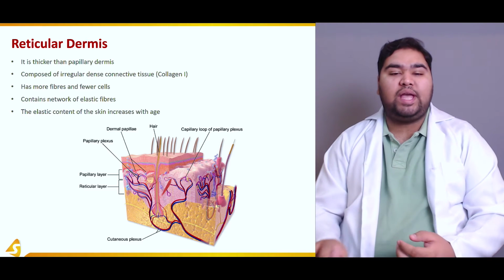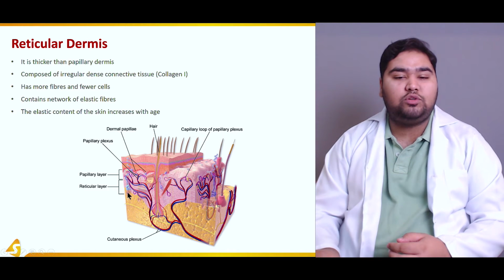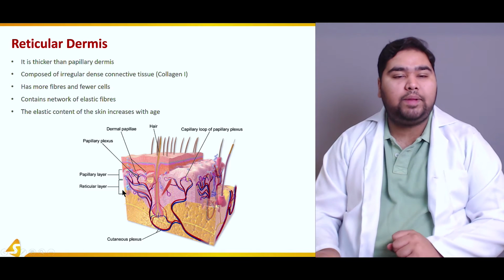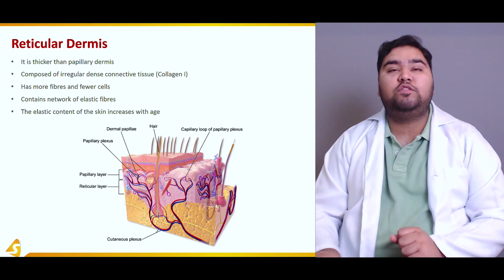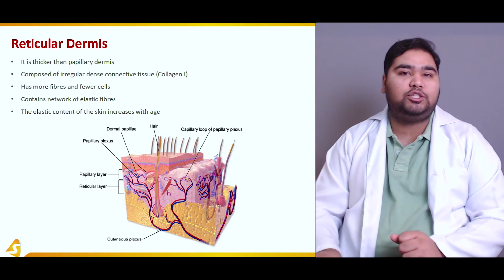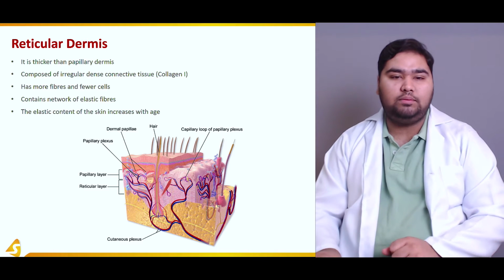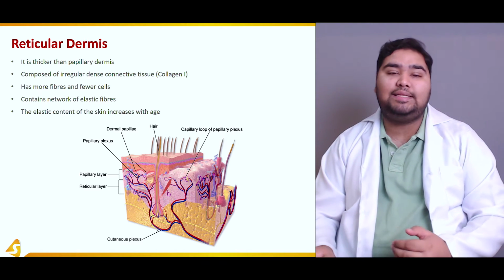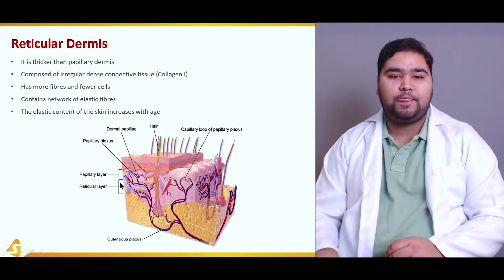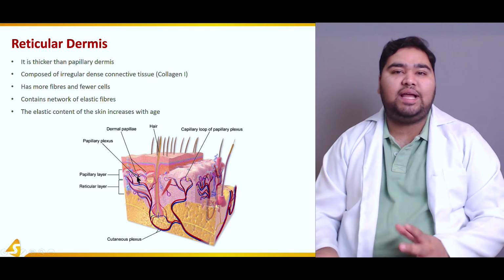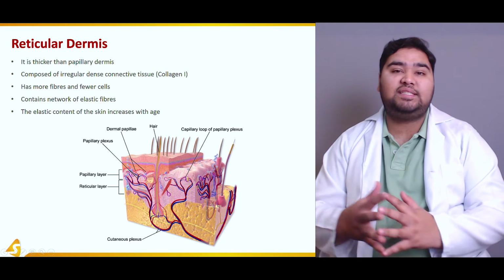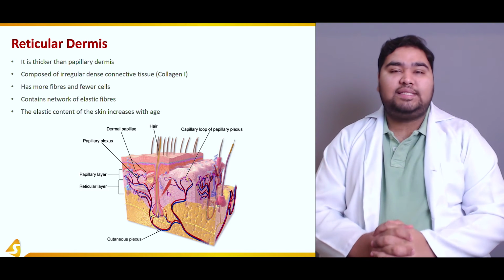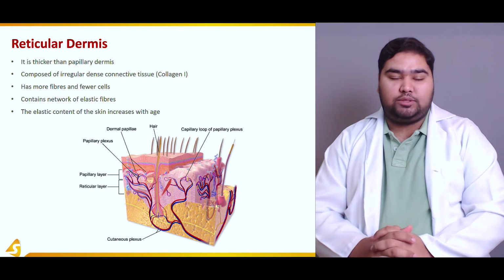Moving on, we have the second layer of the dermis, which is known as the reticular layer. It is thicker than the papillary dermis. It is composed of irregular, dense connective tissue, mainly of type 1 collagen. It has more fibers and fewer cells as compared to the papillary dermis. It contains a network of elastic fibers which give the skin its elasticity. The elastic content of the skin increases with age.